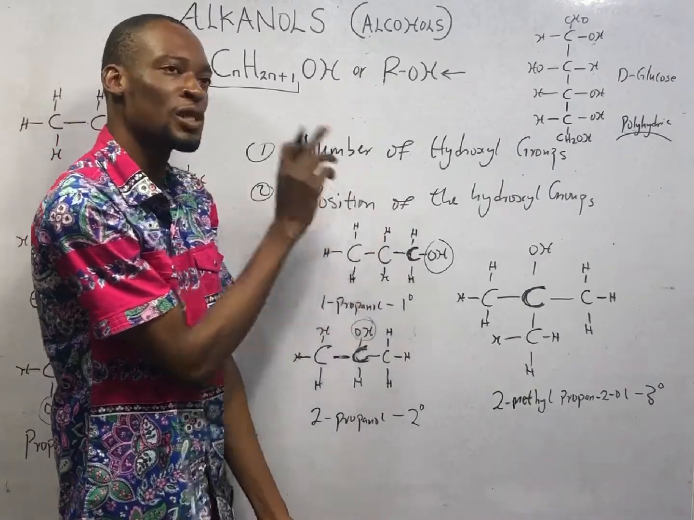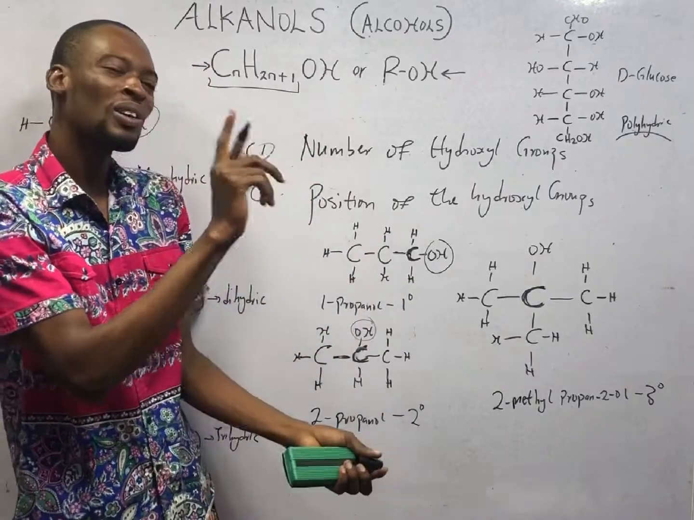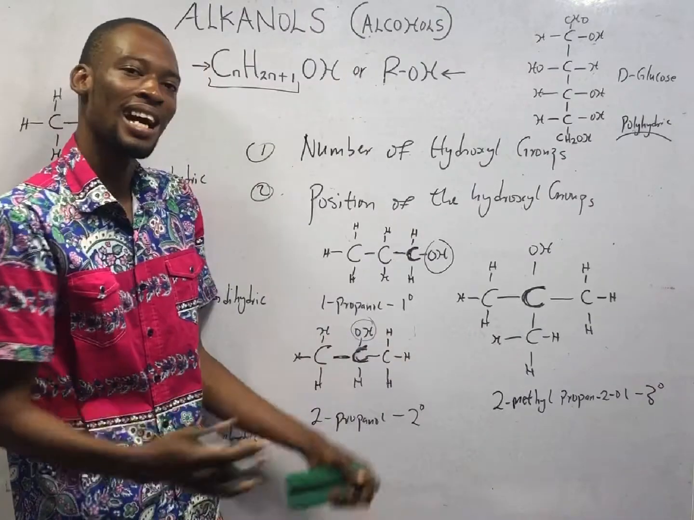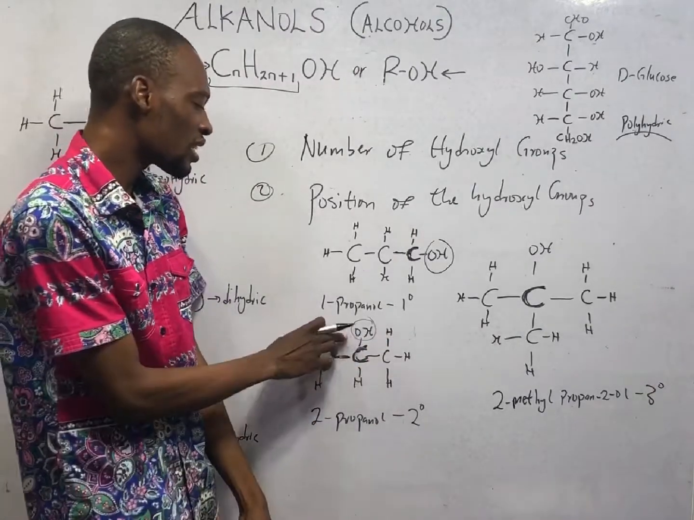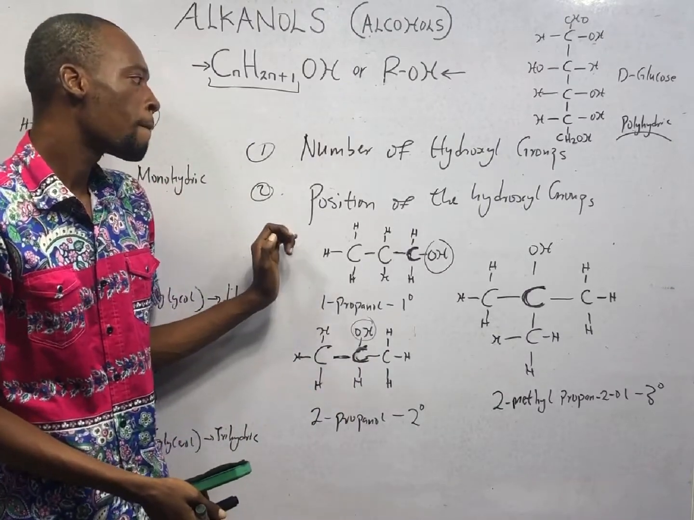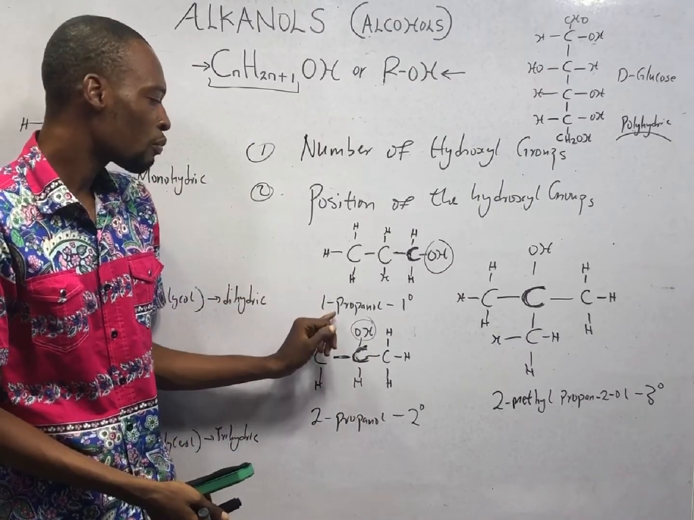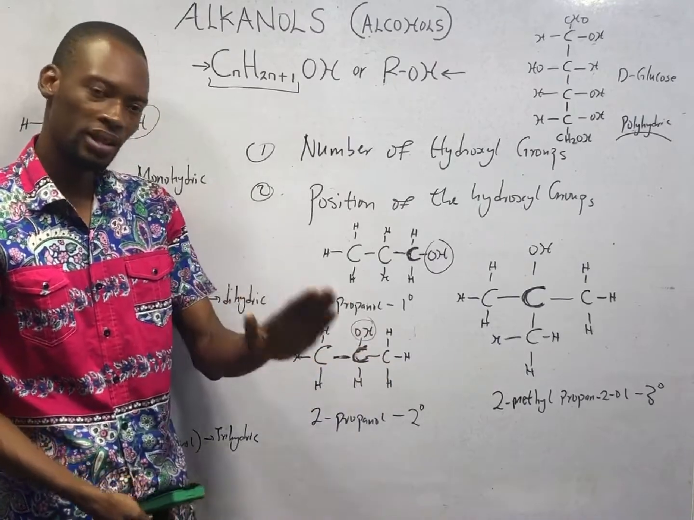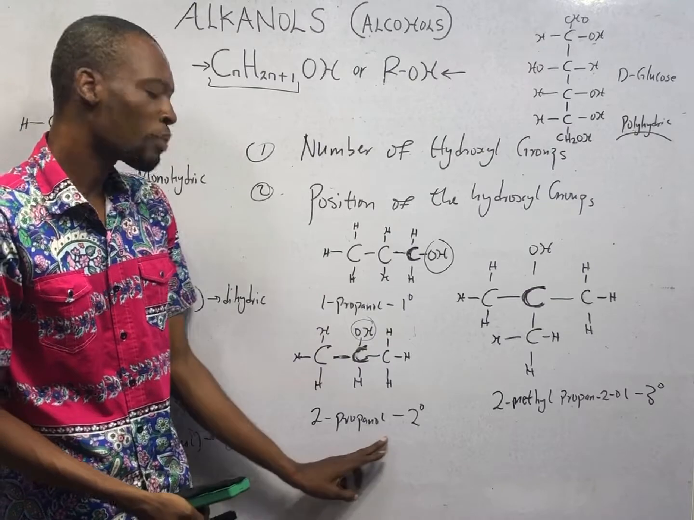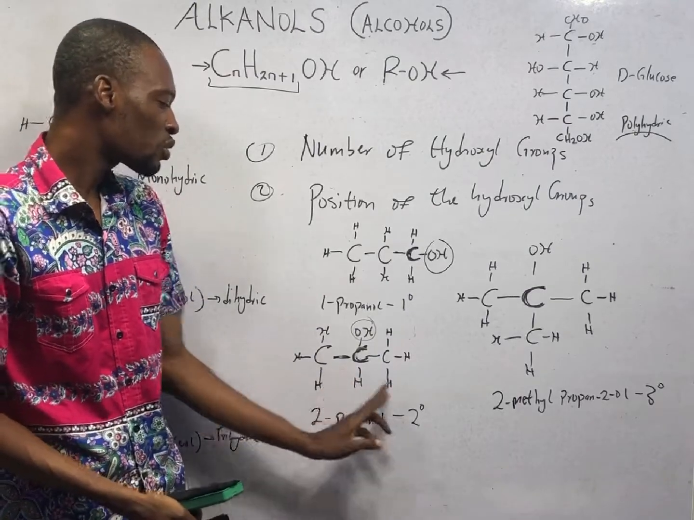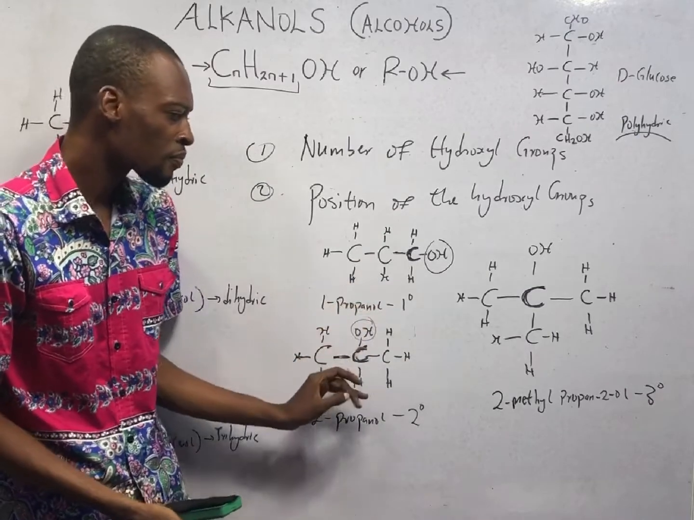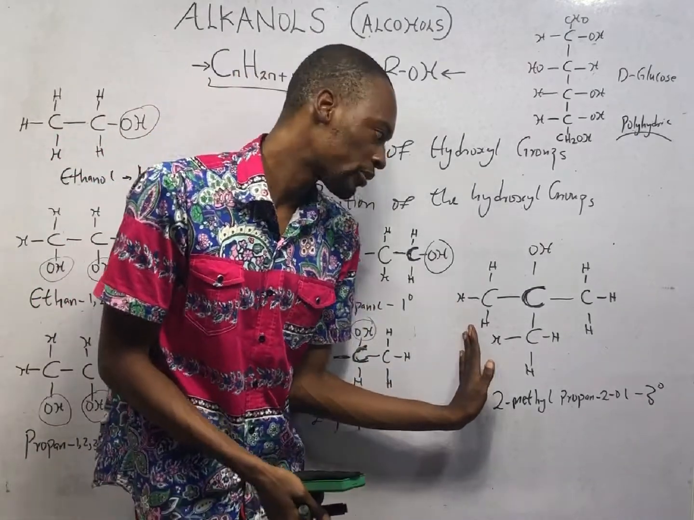This carbon is referred to as a primary carbon. Only one other carbon is attached to it. Now, this carbon, two other carbons are directly linked to it. So this is a secondary carbon. Therefore, an example of a primary alkanol is propanol or 1-propanol. An example of a secondary alkanol is 2-propanol because it has two carbon atoms attached to the carbon atom carrying the hydroxy group.